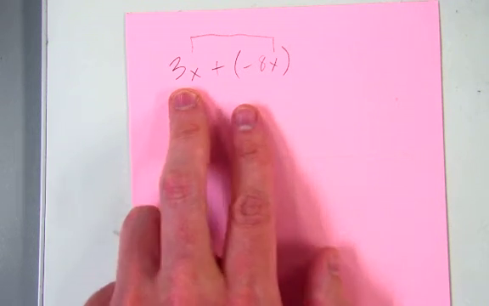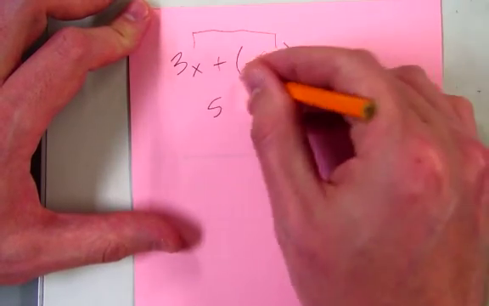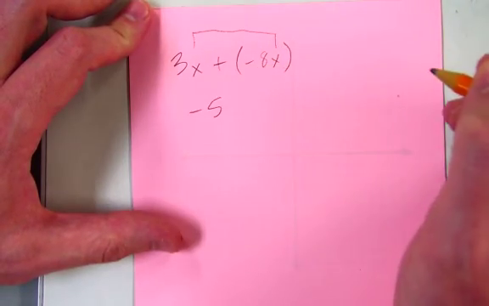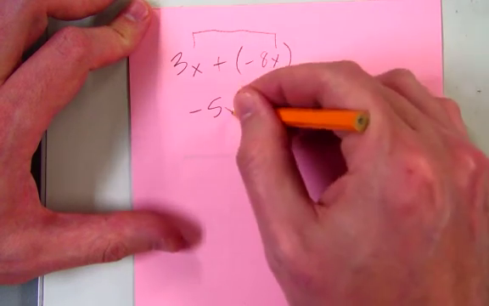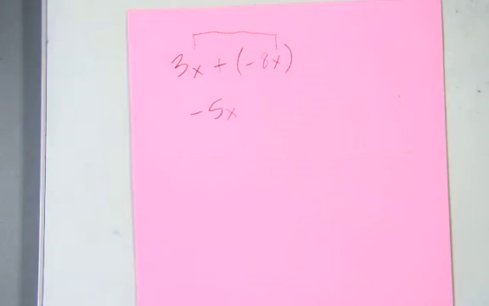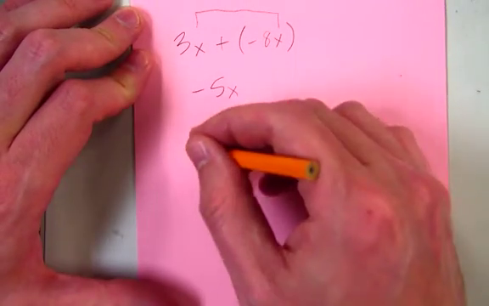So 3 plus negative 8, signs are different, so we're going to subtract. 8 minus 3 is 5, and then we're going to take the sign of the larger number. Since 8 is negative and larger, it's going to be a negative, and then we're just going to bring our variable part on down, okay? So this simplifies to negative 5x. We can have more going on in our expressions.